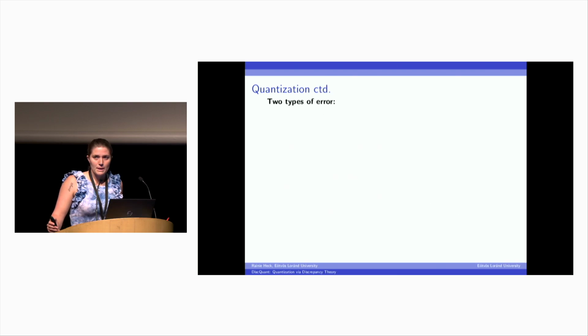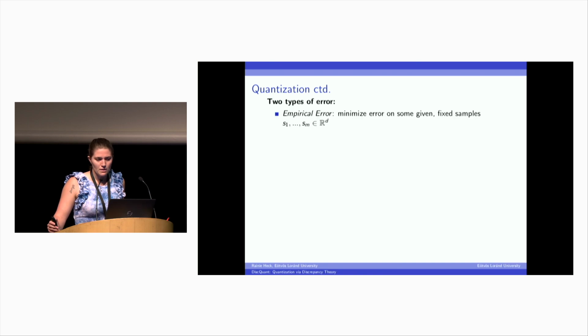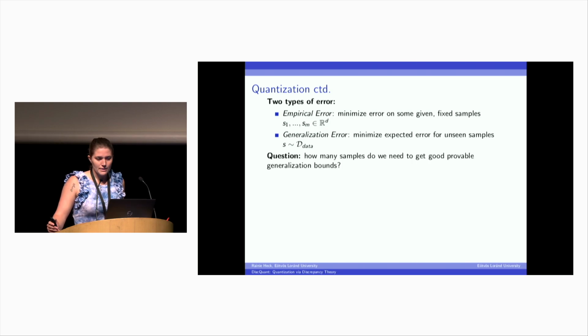So as I mentioned, there are two types of error that we want to consider when we're looking at the results of a particular quantization scheme. The first, the easier type, is the empirical error. So we're given some fixed samples from our data distribution, and we'd like to minimize the error on these samples. But more importantly, we're interested in the generalization error, which is the expected error for unseen samples from our distribution. And so the fundamental theoretical question that we would like to answer with our project is, how many samples do we need to get good provable generalization bounds?